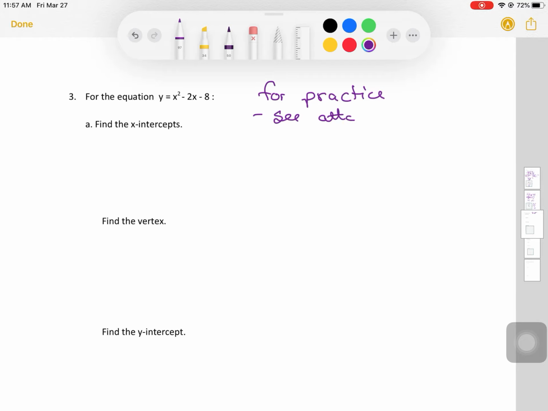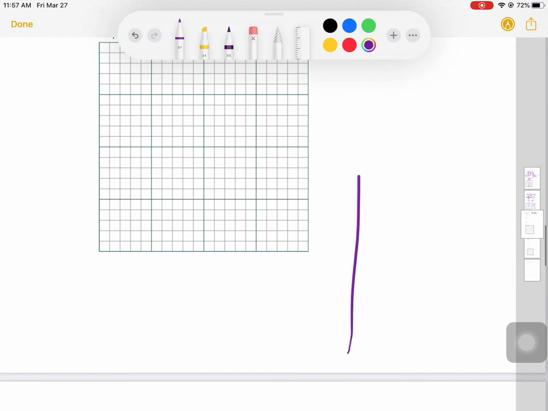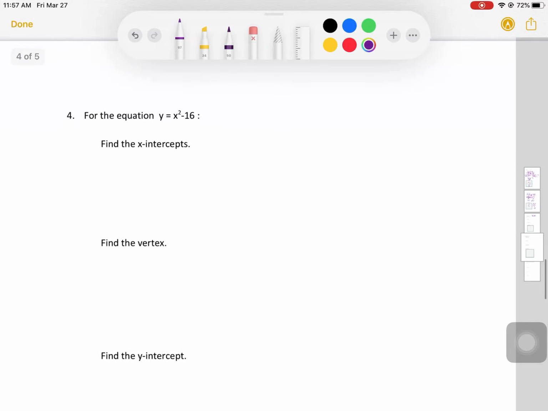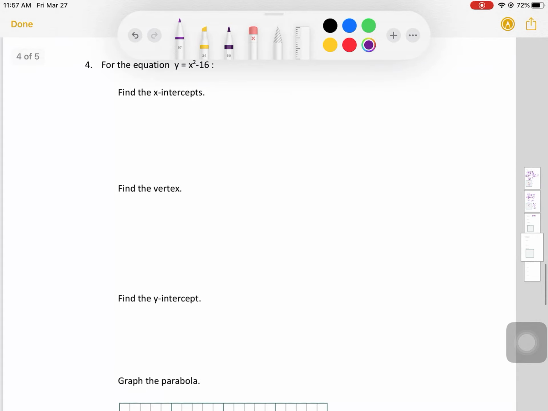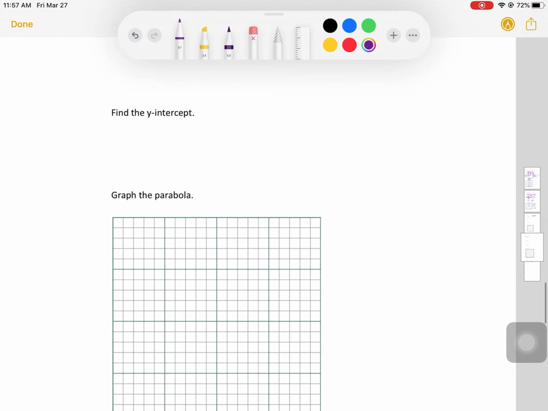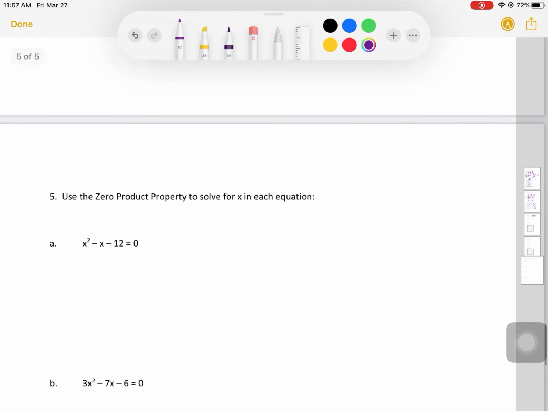You can see the attached PDF. Helps if I spell. See the PDF that I've put in Google Classroom. I would suggest trying number 3 and trying number, all my kids know I do that all the time. And try number 4 on your own. They're just like example 1 and example 2. I will be going back over those on Wednesday.